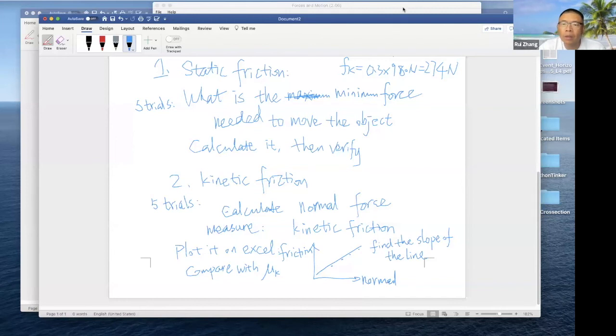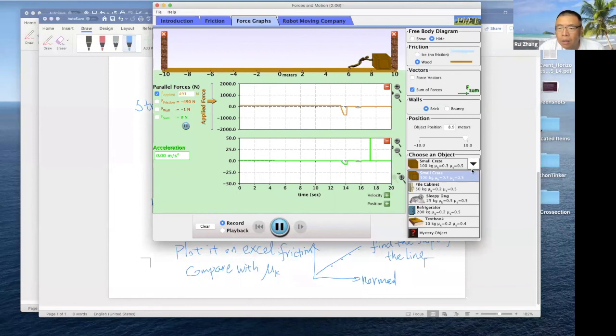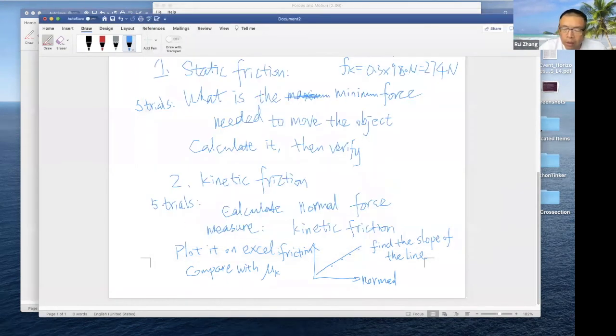Okay, so sorry, let me see. There's a problem with this one. The problem is, I guess you can only do 3 trials because these 2 objects have different mu k here. We can only do the three with the same mu k: the cabinet, the refrigerator, and then the textbook. Because they have the same mu k, otherwise you get different answers. It won't be the same coefficient. So we'll only do 3 trials in this one.